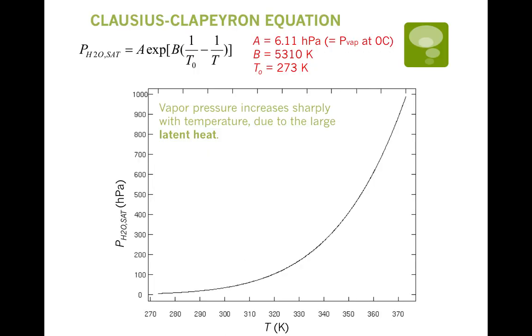And so we typically describe that with the Clausius-Clapeyron equation. And what I'm showing you here is that equation solved for water. A, B are given, and T0 is a reference temperature, 273 Kelvin. And what I want you to understand is that vapor pressure increases sharply with temperature due to large latent heat. So if you want to get cloud formation, the higher the temperature, in some ways, the harder that's going to be.